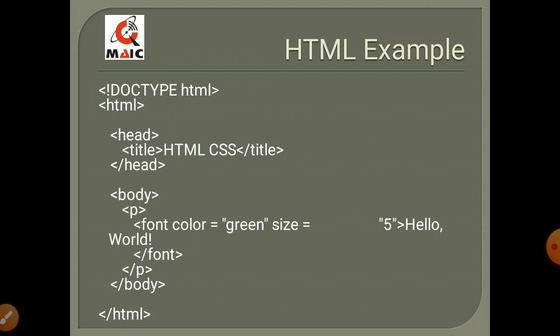This is a simple HTML example without any CSS, which specifies the font color as green and the size of the text hello world as 5. This is a simple example of an HTML. Now, if you want to replace it by using a CSS, how will the code be?